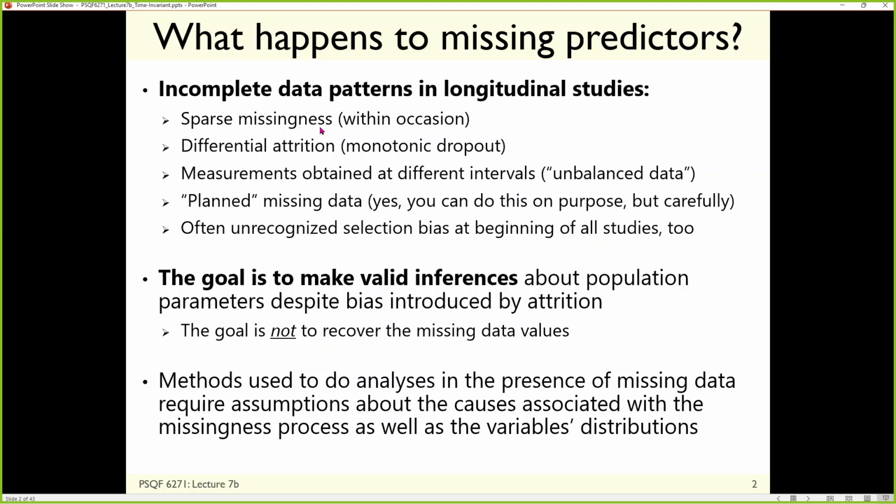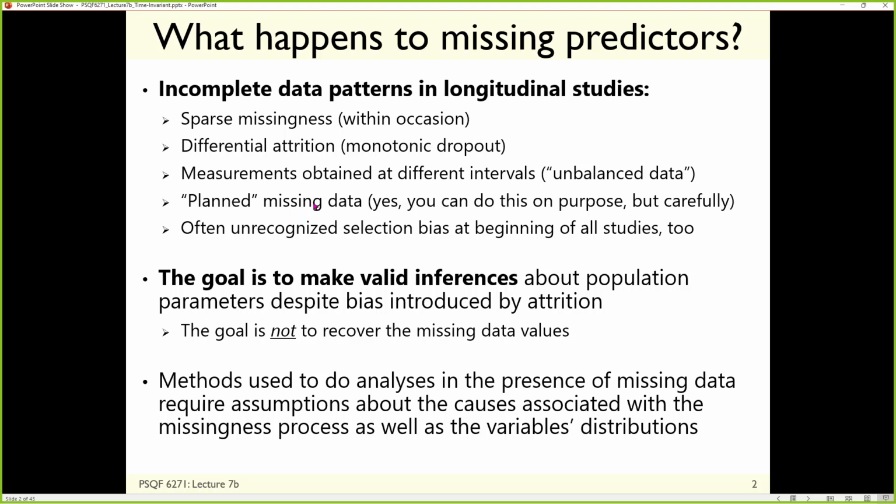Sparse missingness, so when people just don't come back or they don't answer certain questions, do certain tasks. When they deliberately don't come back, so attrition or dropout as you would call it. You can think of unbalanced time as a kind of missing data, like if they were supposed to come at time 3, but they came at time 3.2 instead, then the time 3 observation that you had intended for them is missing.